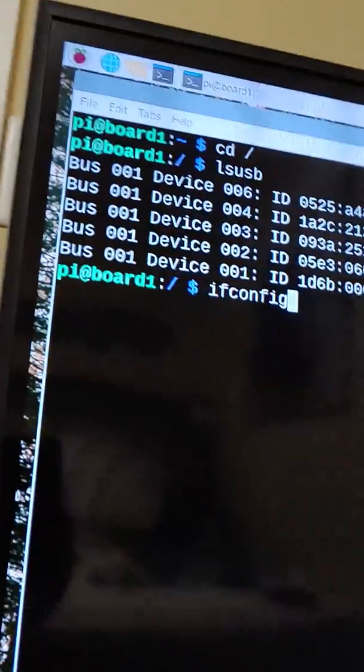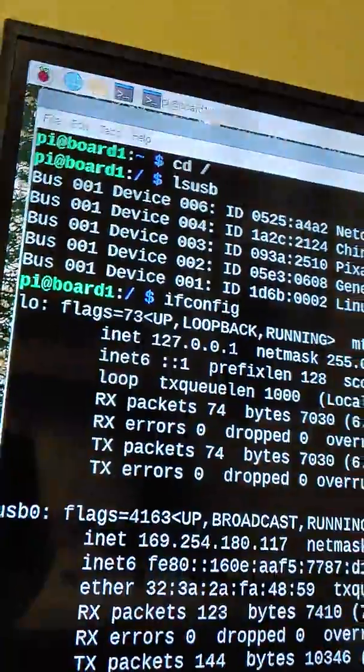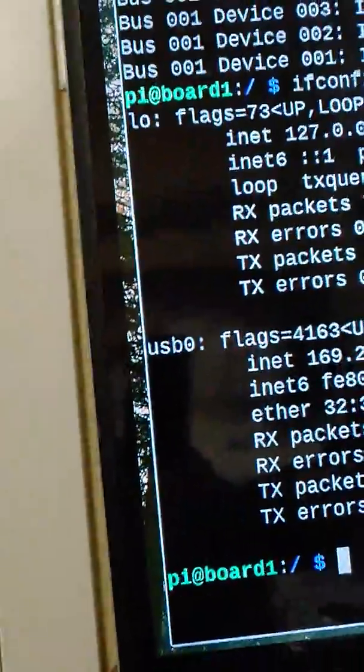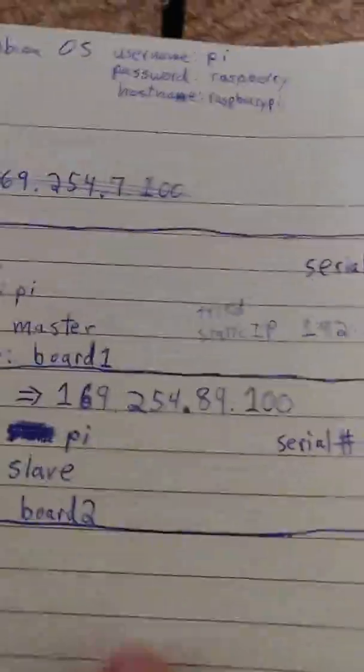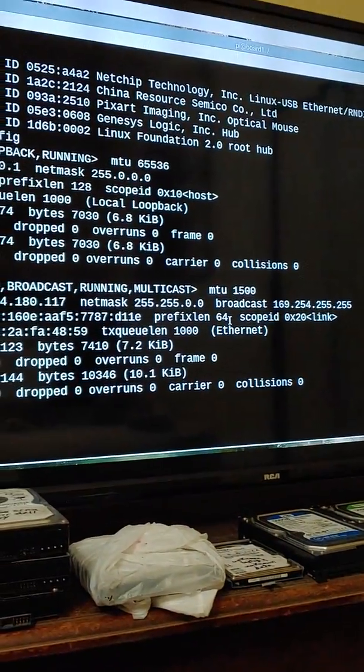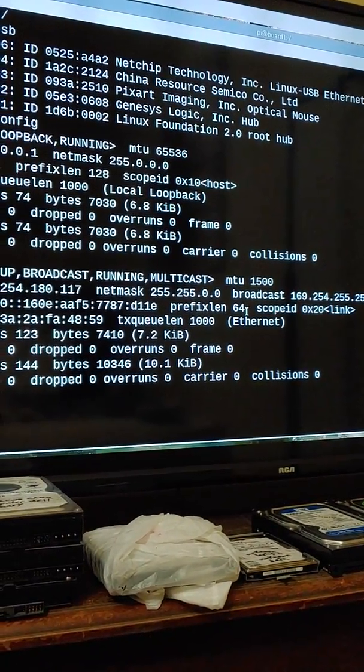So I'm going to go ahead and run ifconfig and see what comes up. Misspelled it. There we go. Ifconfig. Enter. Yep, we got a USB 0. Oh, I thought it was the ETH 0. Maybe that's the problem. Well, here's its IP address, 169.254.180.117. That's not either one of ours. 180.217. Nope, it's not either one of those. So, I guess I'm just back to being confused.